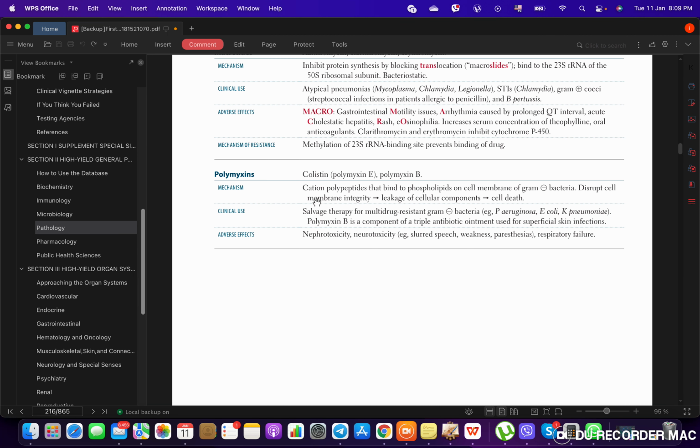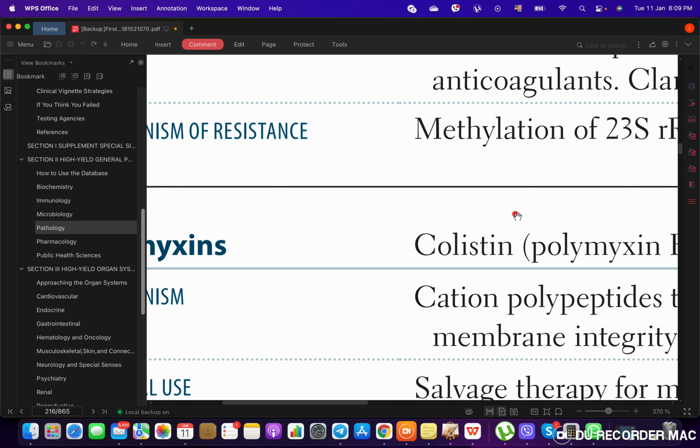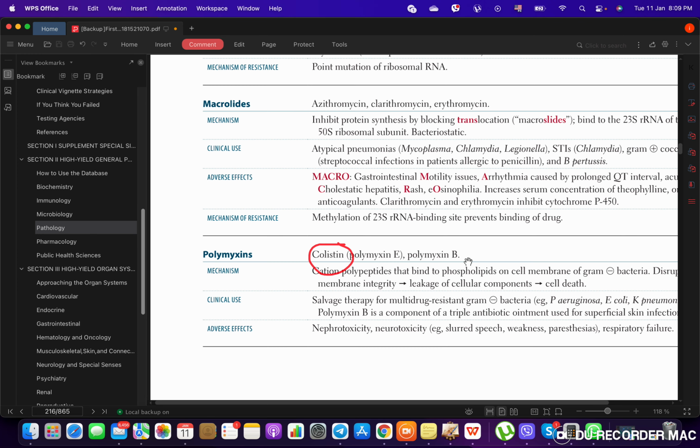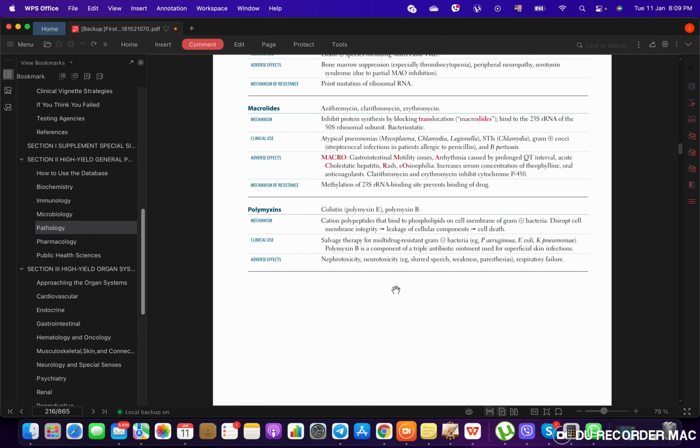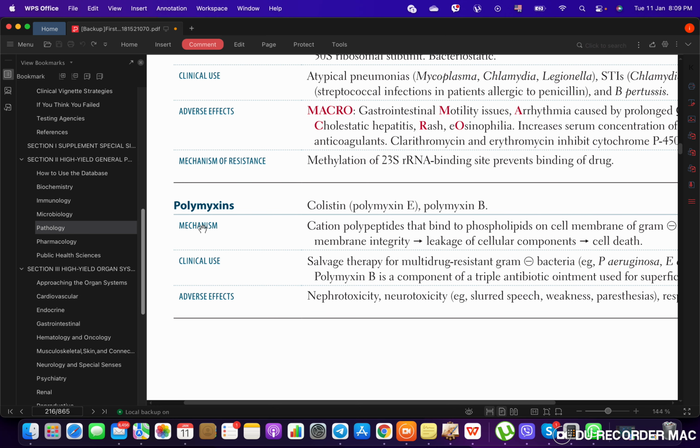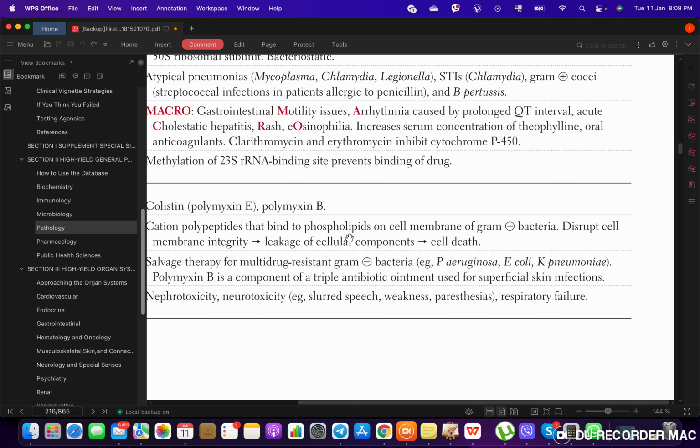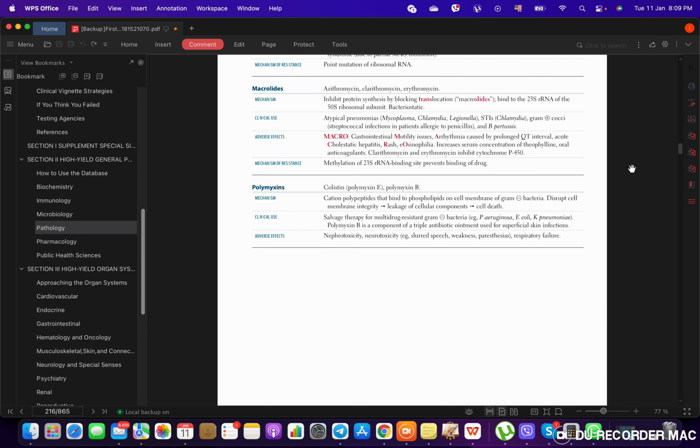Okay, the next drug is the polymyxin, super new. Colistin and polymyxin. So the polymyxin E and B. Guys, if you see somebody with a resistance to this guy, start praying for his soul. They're cationic polypeptides that bind to the phospholipid of the cells that are gram negative, okay? So they destroy the membrane and they lead to leakage of the cell components, which leads to cell death. It's actually quite basic. It just binds to the phospholipid bilayer and destroys it.